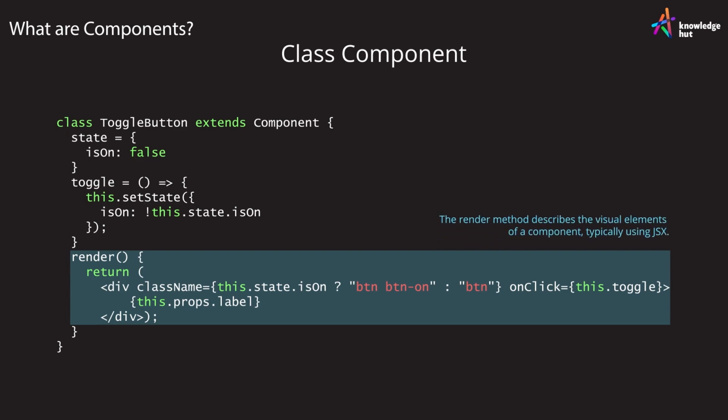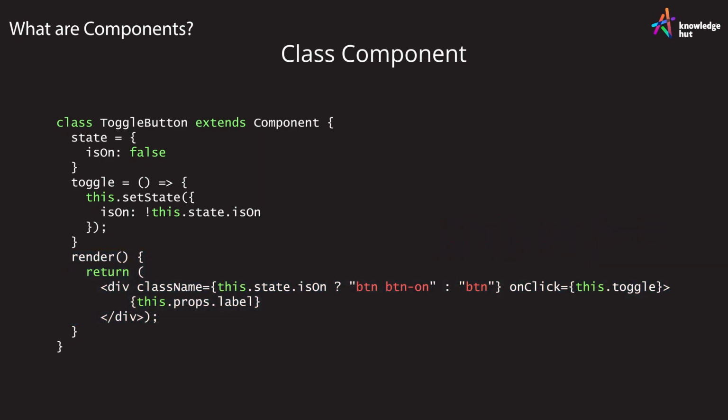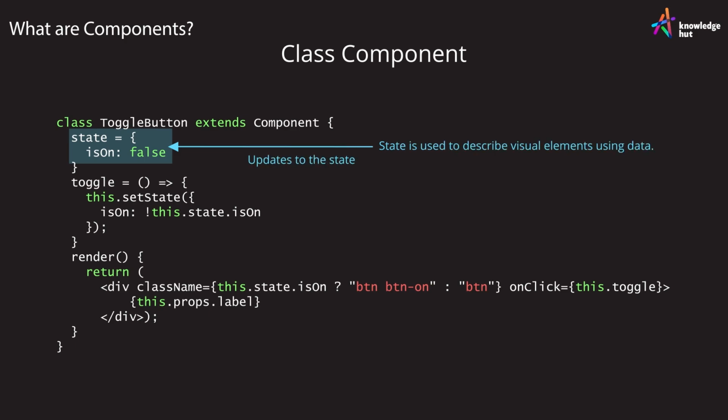These render methods allow you to describe the DOM layout of your component using JSX, a JavaScript derivative that looks and feels a lot like HTML when you first start working with it. But unlike HTML, JSX allows you to use JavaScript expressions directly in the layout. Components may also include state. Stateful components describe visual elements with data. As you change and modify this data, the component automatically re-renders to reflect the change.